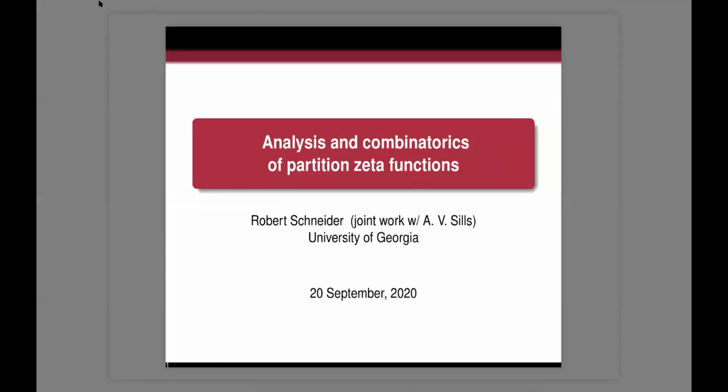Okay. All right. Great. So our next speaker is going to be Robert Schneider, at the University of Georgia, and he's going to be speaking on analysis and combinatorics of partition data functions.